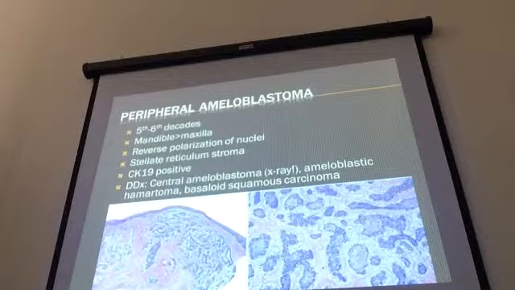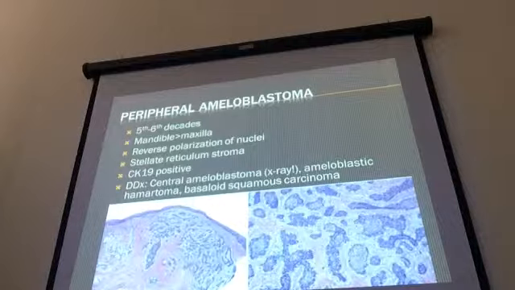So one helpful, although sometimes subtle, difference is what's called the reverse polarization of the nuclei. What does that mean? Reverse polarization. Well, in a normal setting, the nuclei are basally located towards the center of the lesion or the tissue, tumor. In this situation, these peripheral areas have the nuclei central and oriented outwards a little bit.